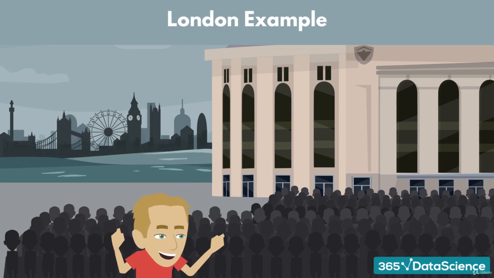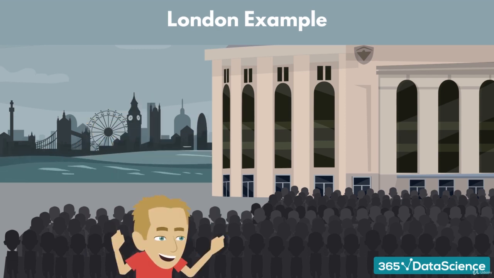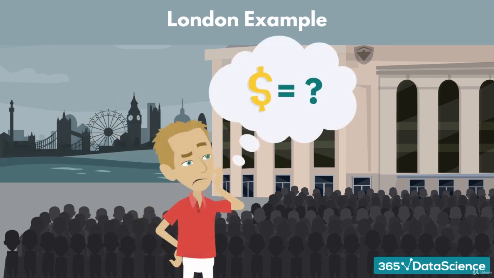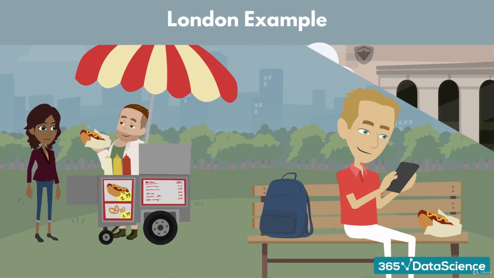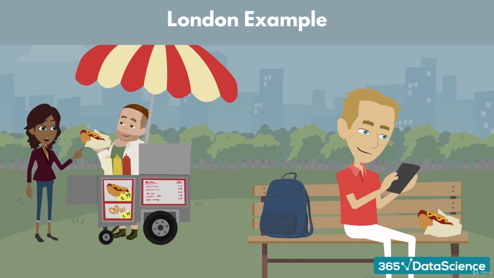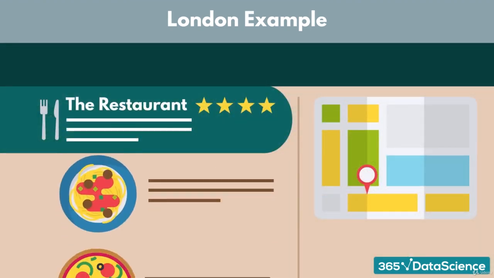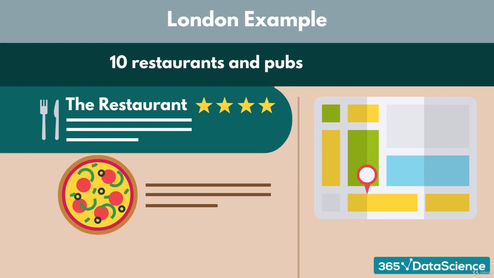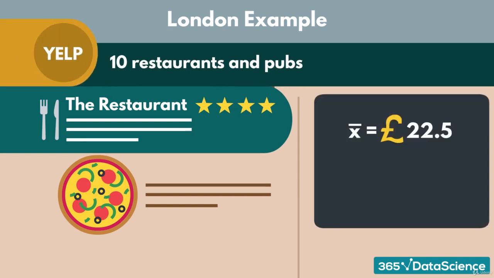Imagine you are on a trip to see your favorite soccer team in North London. You want to know how much money you should carry with you when you go for a meal before the game. So you gather some data. More precisely, you examine the average prices for a main course meal in North London by going through the menus of some 10 restaurants and pubs through Yelp. The mean of the data you gathered is £22.50. So you expect a meal to cost approximately that much.